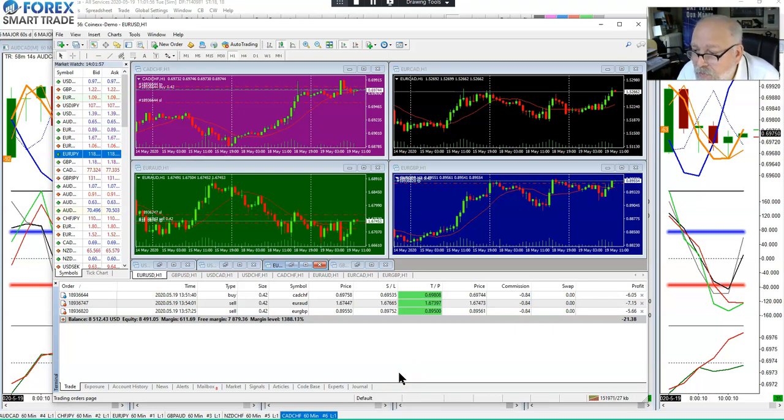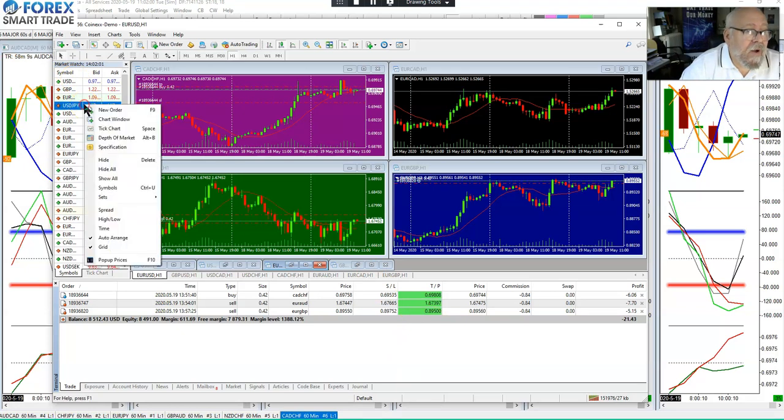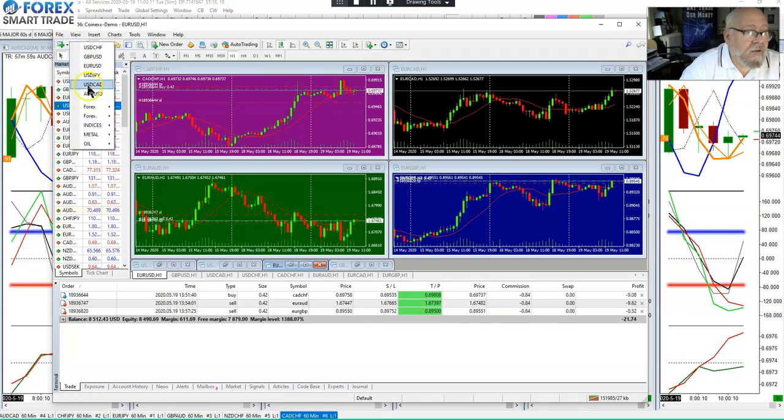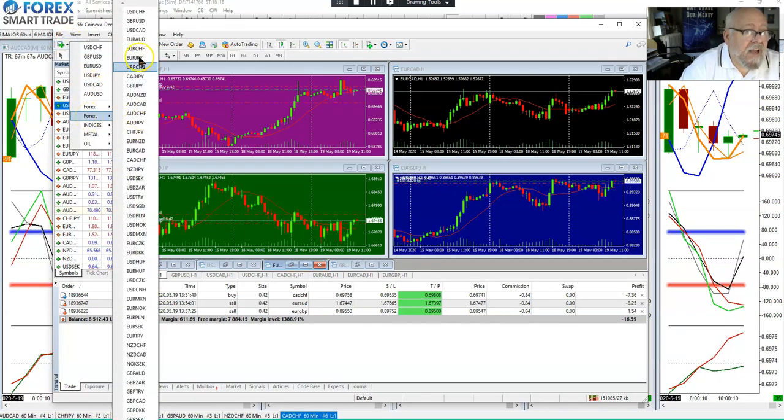Can't find Euro GBP? All right, to find it, again, right click, go to Show All, then go up to File, New Chart, and it's going to be down in this guy. You just have to kind of scroll through and find him.